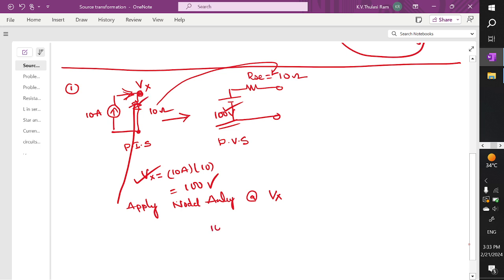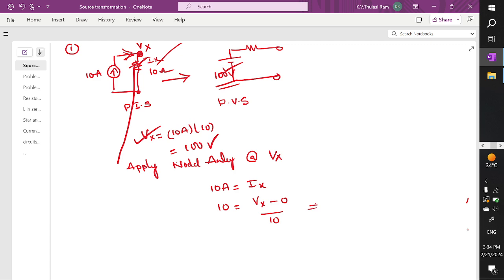So I can write 10 amperes is entering, and one current is entering. If we relabel, the leaving current is some current Ix. So now 10 is equal to Ix. How do we write the current Ix? It is Vx minus 0 divided by 10.